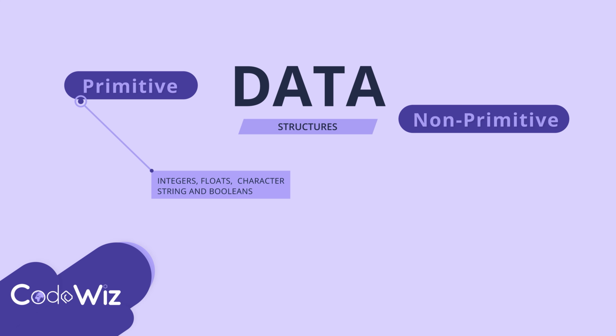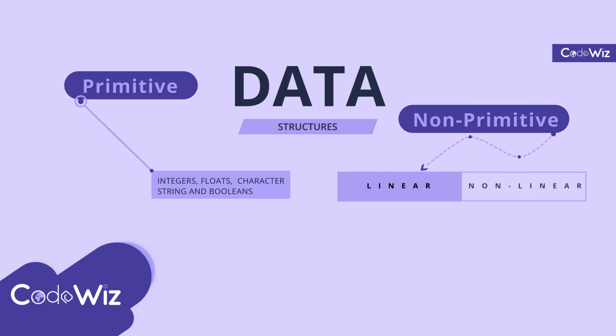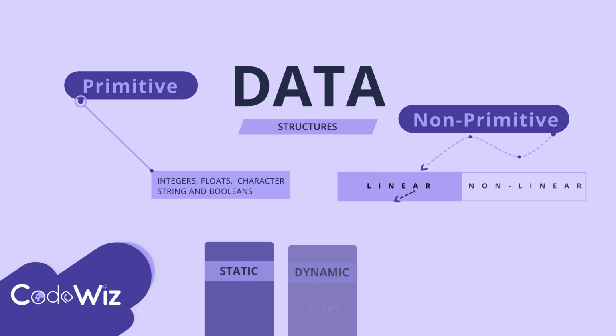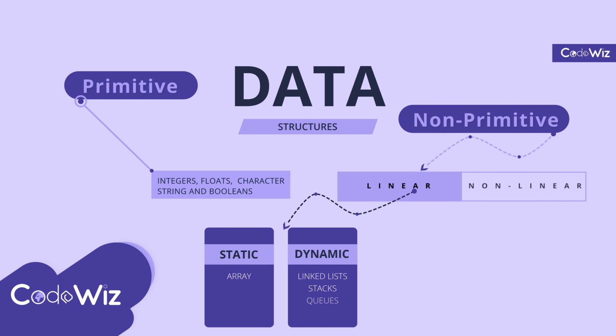Non-primitive data structures can be subdivided into linear data structures and non-linear data structures. So, here is the question: what is a linear data structure? In linear data structures, the data items are arranged in memory in a linear sequential manner, and they can be either static or dynamic.